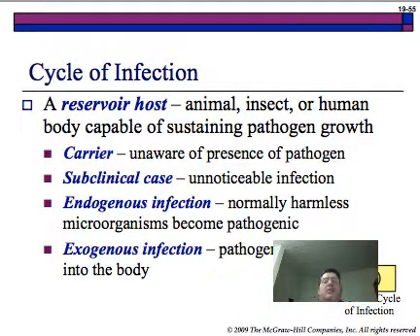Okay, cycle of infection: a reservoir host, an animal, insect, or human body capable of sustaining pathogen growth. The carrier may be unaware of the presence of the pathogen. A subclinical case is an unnoticeable infection. An indigenous infection is when normally harmless microorganisms become pathogenic because of some type of issue with the host. And then a pathogen is introduced into the body, and this becomes what we know as the cycle of infection.